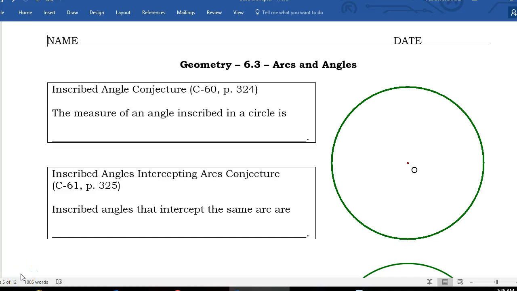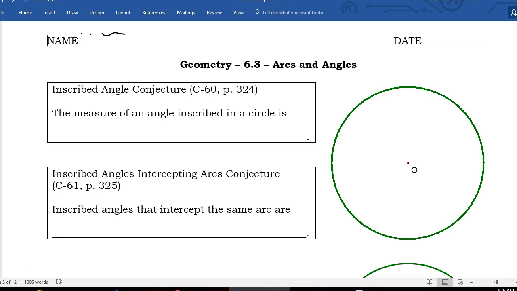This is Geometry Lesson 6.3, Arcs and Angles. So, we have a few conjectures. I'm going to draw out what those rules look like on the circles next to them. The first one says the measure of an angle inscribed in a circle is blank.